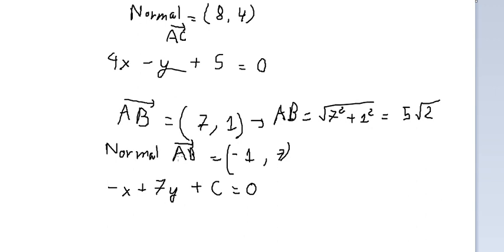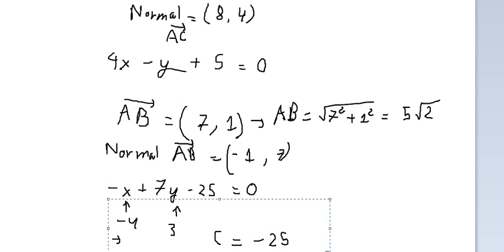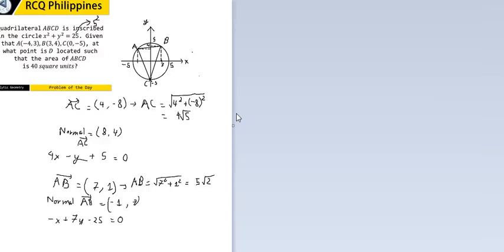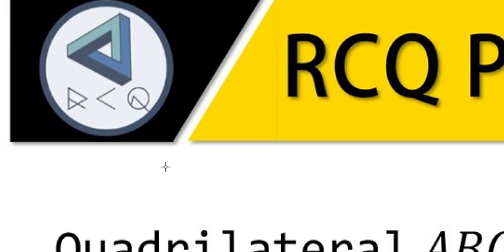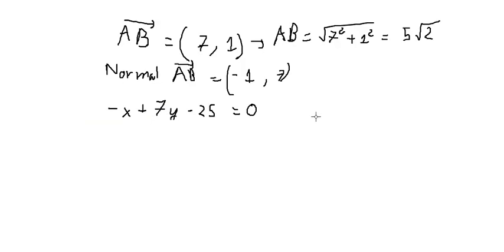So I will choose point A. Point A is negative 4, y is 3. We input here and we get c equals negative 25. So we change c into negative 25. Now we go to the last one, that's BC.